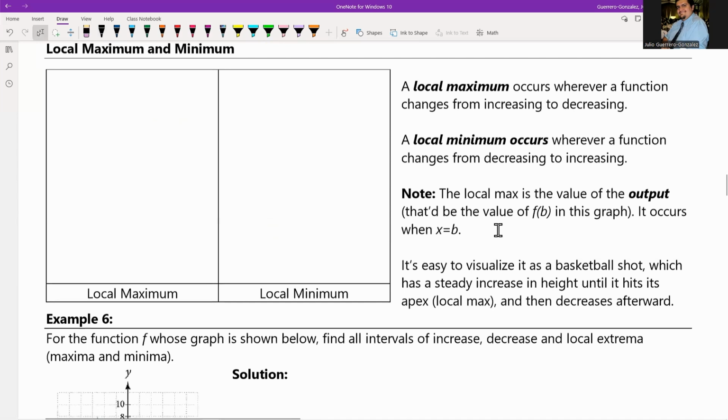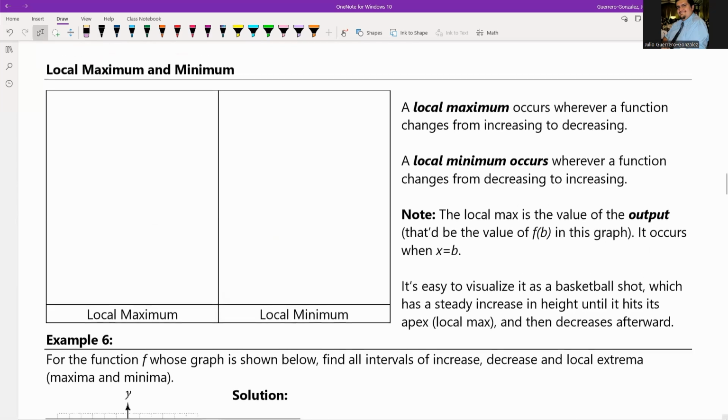Okay. This brings up something that we got to discuss now. Local maximums and minimums. Okay. So I want to kind of define what both of these are. A local maximum occurs whenever a function changes from increasing to decreasing. And the local minimum happens when the reverse happens. It goes from decreasing to increasing. Okay.